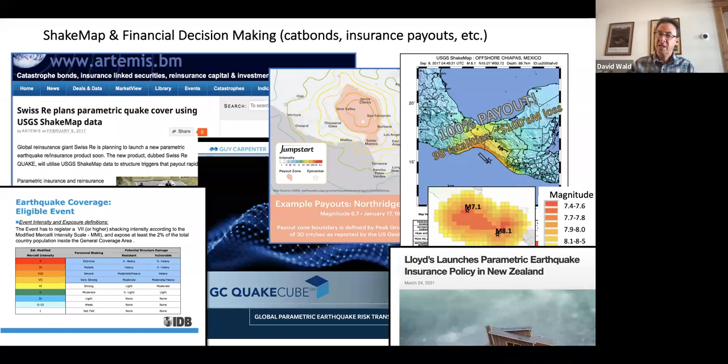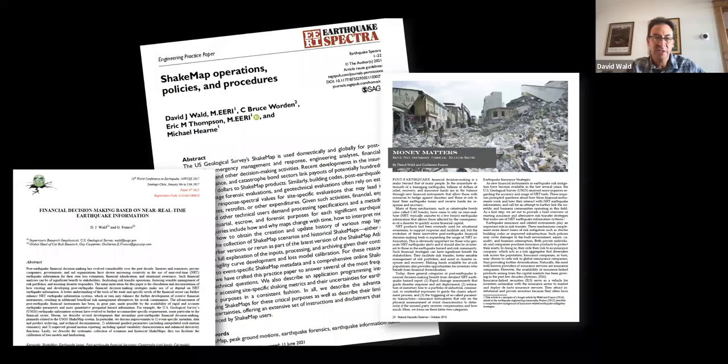Rather than spending months and years to survey all the damage and to look at filed claims, they can actually pay out financially within a day or within 3 days of an earthquake. And that makes it much easier to respond to earthquakes and to rebuild and to recover. There's a whole class of different financial products that work this way. And I have a couple papers that describe this if anyone is interested in it. But it's a very important aspect of the ShakeMaps.